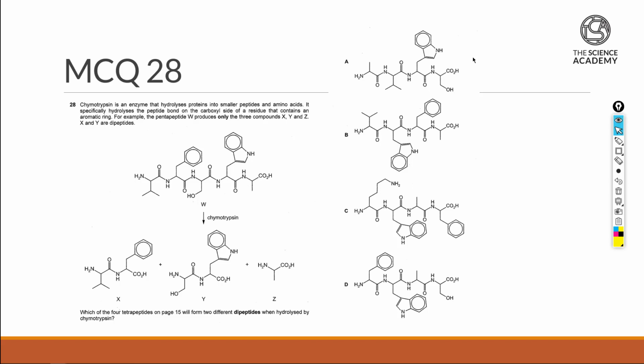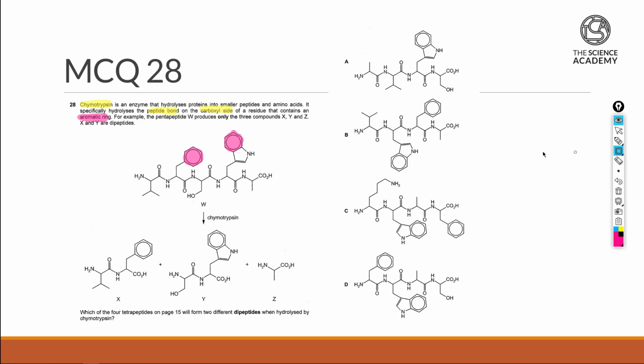MCQ 28 is with regards to the hydrolysis of protein. So in this question here, we're given chymotrypsin, an enzyme that hydrolyzes peptide bond on the carboxyl side of a residue that comes with an aromatic ring. So in this case here, if you take a look at W, we have an aromatic ring here, as well as another aromatic ring over here. As you can see, this will cause the cleavage to be on the carboxyl side of that residue.